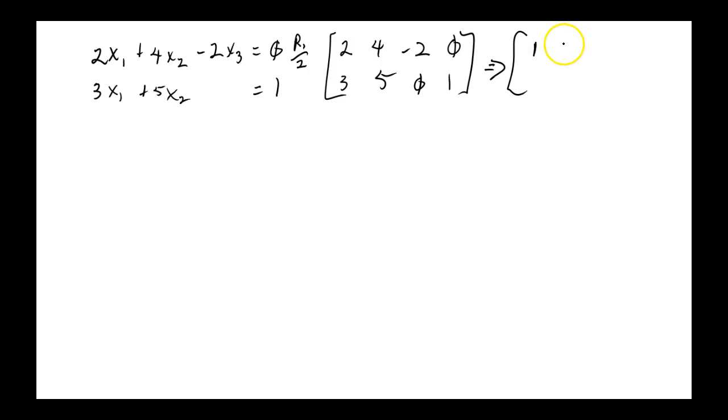1, 2, minus 1, 0. Okay? And we'll write down the second row. 3, 5, 0, 1. Okay, next step.